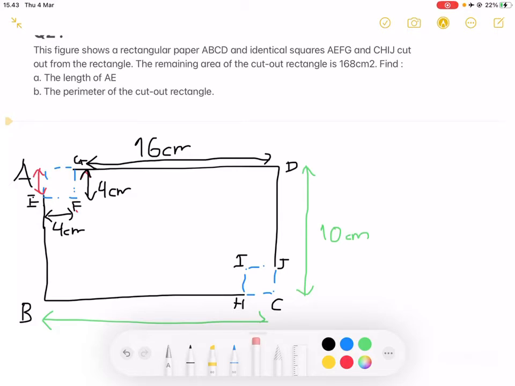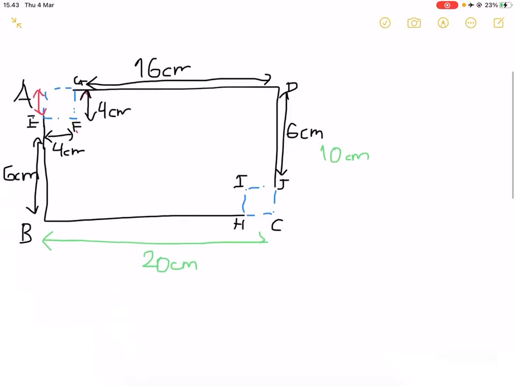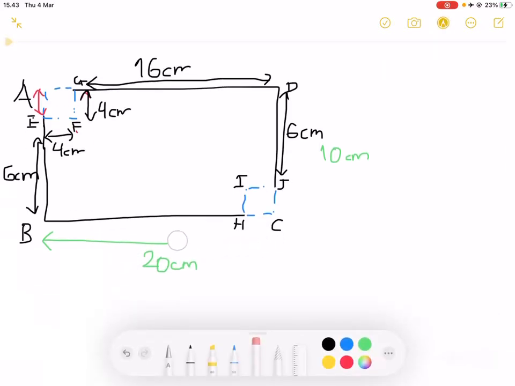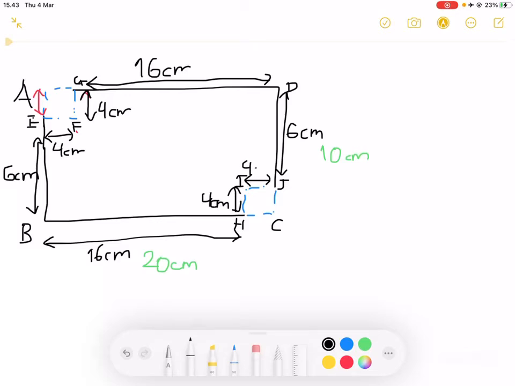I'm just going to erase this arrow right here. This length right here will be 10 centimeters minus 4 centimeters, which is 6 centimeters, as well as on here, 6 centimeters, as well on here. I'm just going to erase this arrow. This length will be 16 centimeters. And keep in mind, these are identical squares, therefore their side lengths are the same. Right, so we're done drawing the sides that make out this cutout rectangle.